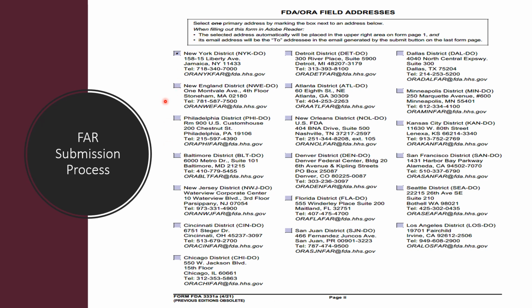So this is the second page of form FDA 3331A. Here you can see all the FDA district office addresses are mentioned, and we need to select the respective FDA addresses where your product was distributed, right? So accordingly, click on the checkbox. When you select an address, that address will automatically sync and be placed on the second page of this form, right? We'll have the discussion next.